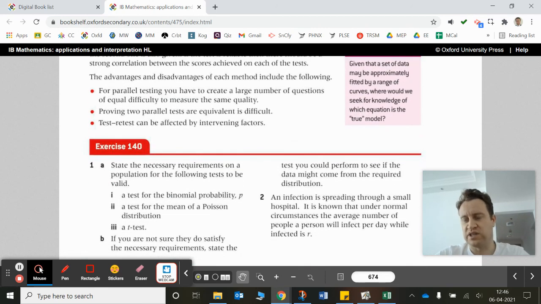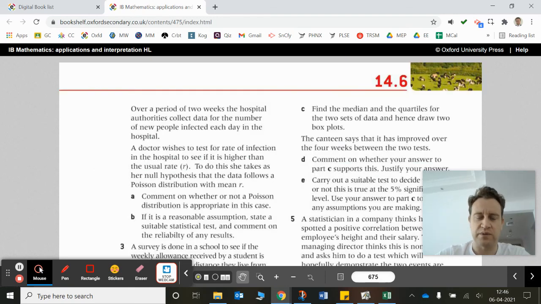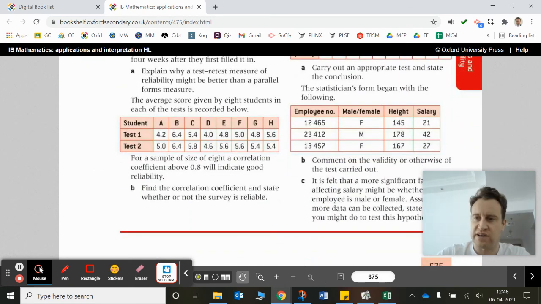Now you're on to 14O. I'm going to stop there. Hopefully that was fairly useful. You've got a lot of questions to have a look at there.